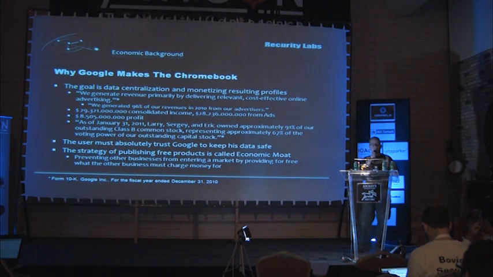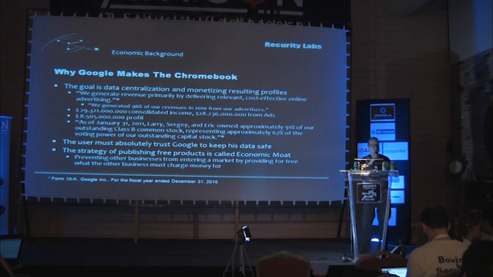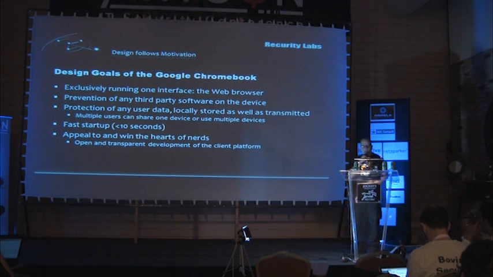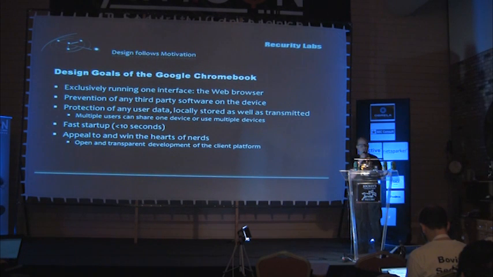For that business model to work, Google must actually ensure that the user feels safe to enter his data into the Chromebook so it can go into the Google Cloud and be used in publishing products. So they have a completely different business reason to build the security model, which you already see in the design. What they want is a device that exclusively runs one single program, which is the browser. Not surprisingly, that is Google Chrome. They want to prevent third-party software on a device, so there is absolutely no legal way to put binary code on a device that is not coming from Google.